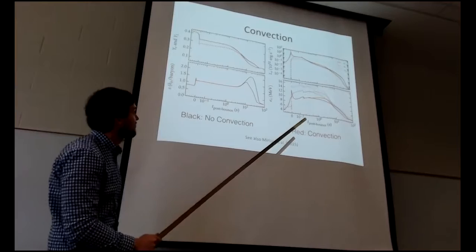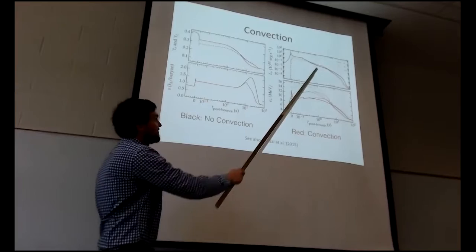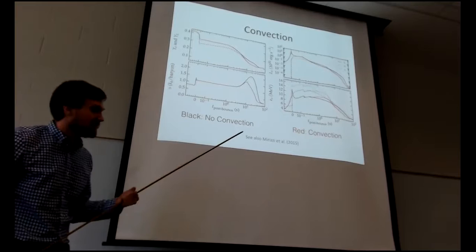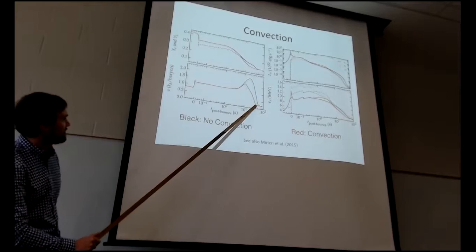This, on the other hand, is a lot of dex on this axis, so that small difference actually can make a significant difference to the detection rates. And you can see that the convection also changes what happens in the interior of the star, so that you see this much more rapid evolution and much lower maximum entropy in the core. And you also see a much more rapid rate of deleptonization.